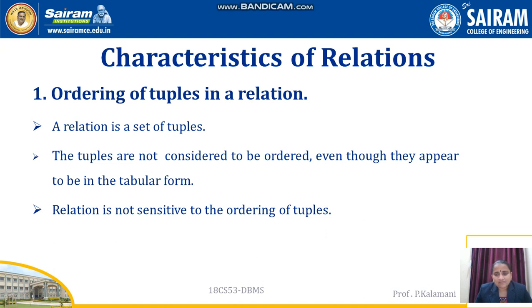What is meant by relation? Already we have seen it is a set of tuples. Informally we call a table a collection of rows, but formally we call a relation a set of tuples. The tuples are not considered to be ordered even though they appear to be in tabular form. There is no ordering in the tuples. Relation is not sensitive to the ordering of tuples. It is not necessary that ordering of tuples is important. This is the first characteristic.